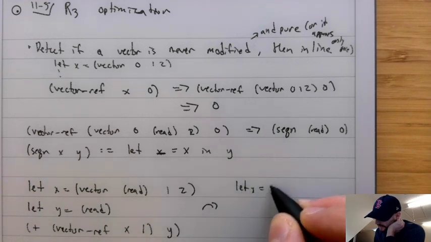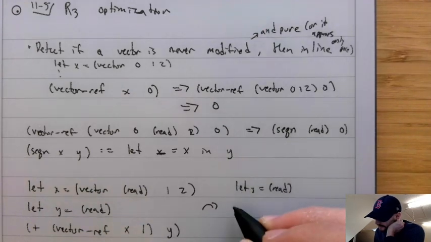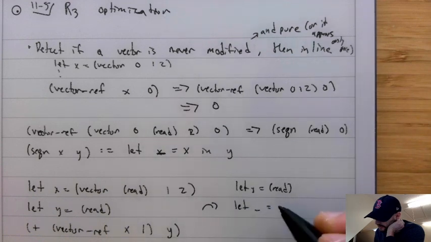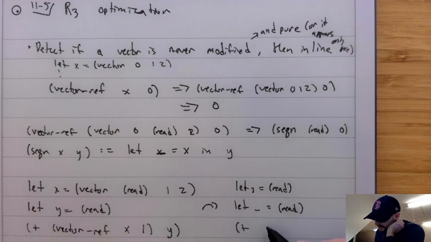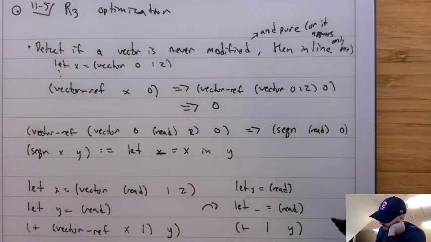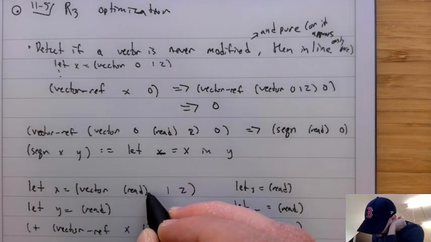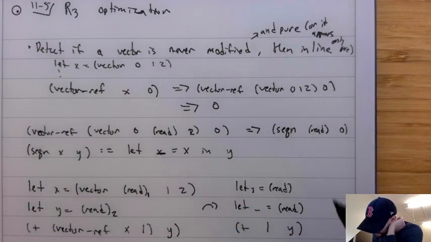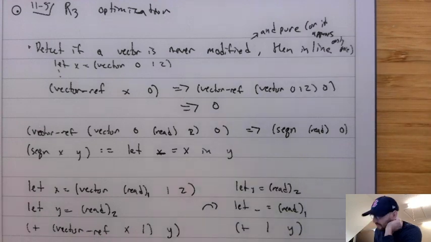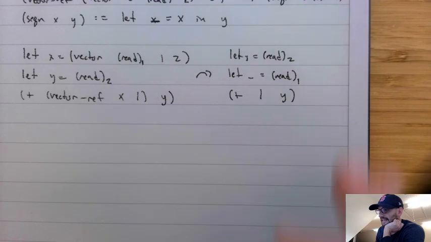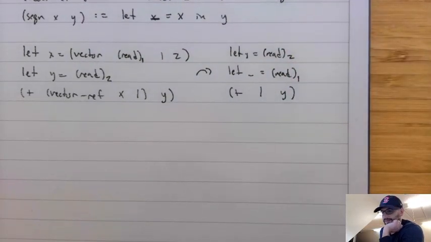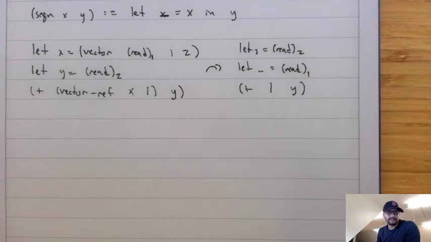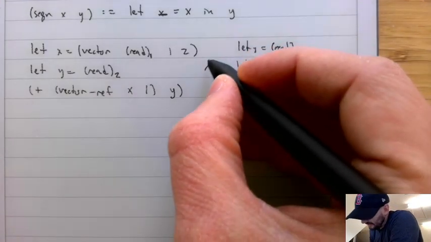Let y equals read, let underscore equals read, and then we would have an addition of 1 plus y. You can imagine that. But this is wrong because this right here is read number 1, and this right here is read number 2, but that's read number 2 and that's read number 1. So the effects got reordered, so that's not safe. Your compiler isn't allowed to change the order of effects because that could change the meaning of the program. So we can't do that.